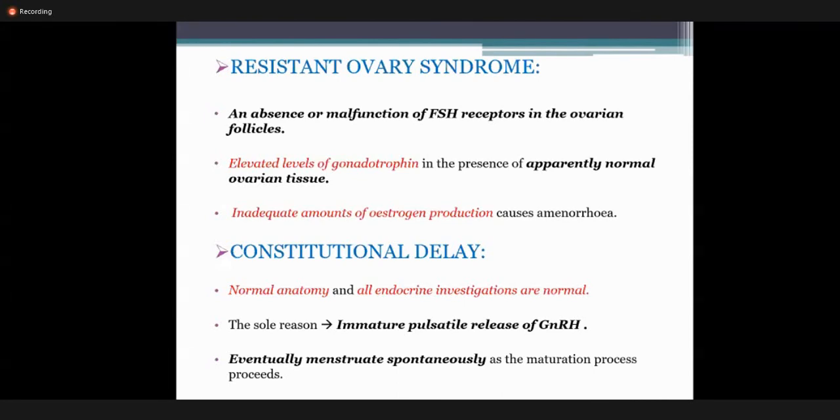The commonest cause of primary amenorrhea, for which girls come and are referred, is constitutional delay. There's a normal anatomy, and all endocrine investigations are normal. The sole reason is the immature system and the immature pulsatile release of GnRH from the hypothalamus. Usually around 16 years of age, in a woman with normally developed secondary sexual characteristics, menstruation starts spontaneously.